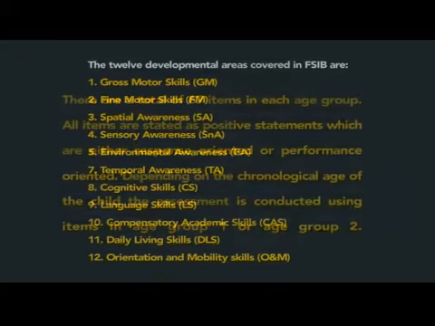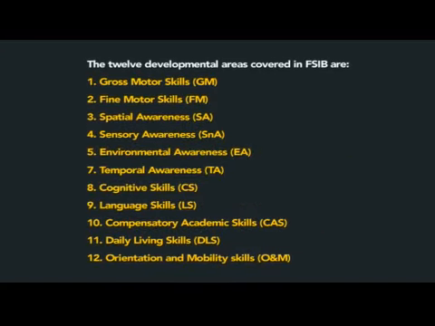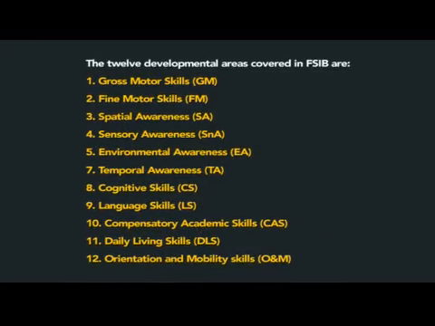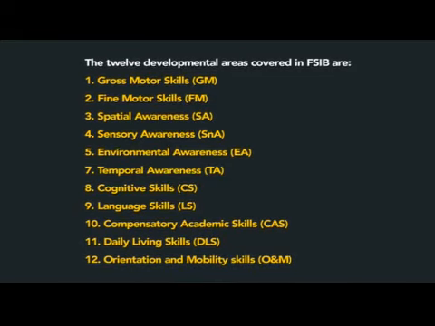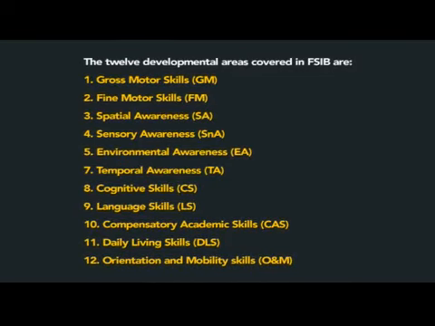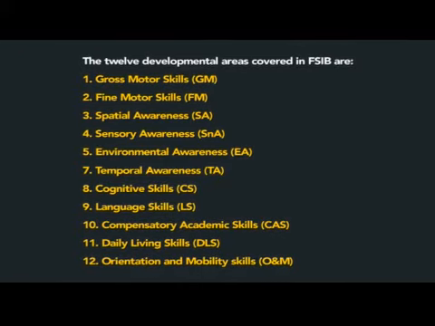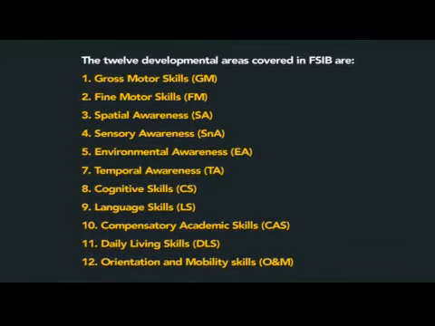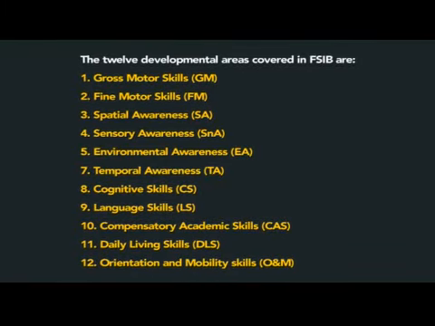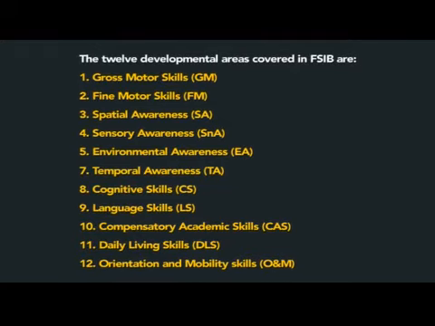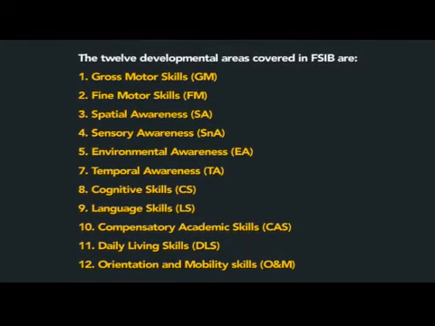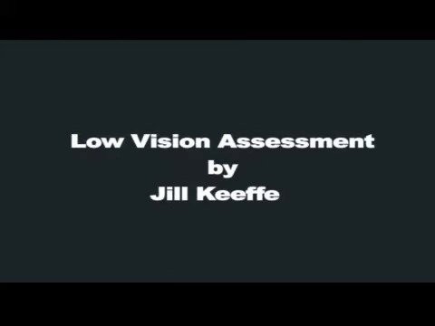The 12 developmental areas covered in FSIB are: gross motor development, fine motor development, spatial awareness, sensory awareness, environmental awareness, temporal awareness, cognitive skills, language skills, compensatory academic skills, daily living skills and orientation and mobility skills. Next we are moving on to low vision assessment by Jill Kiffey.